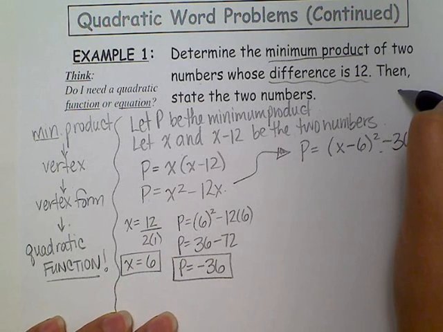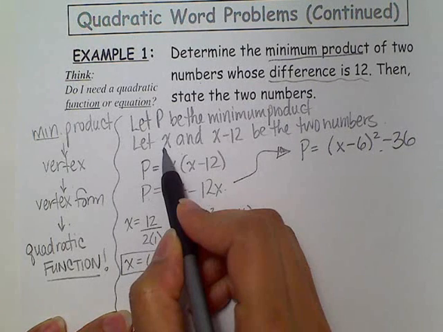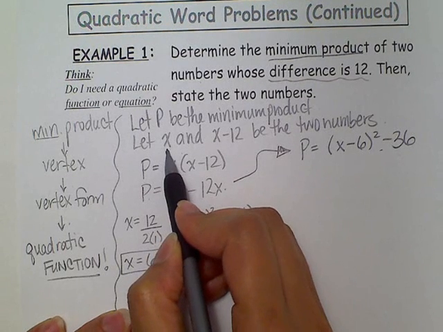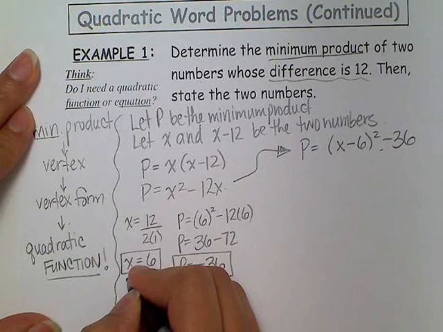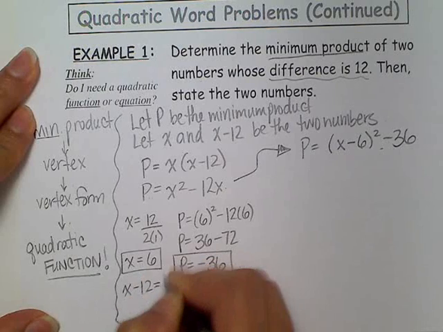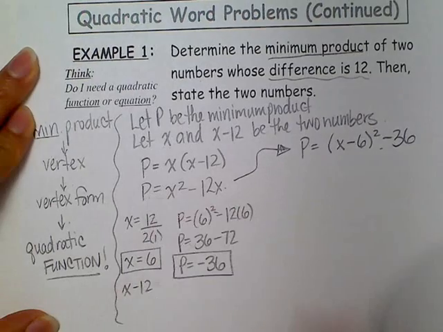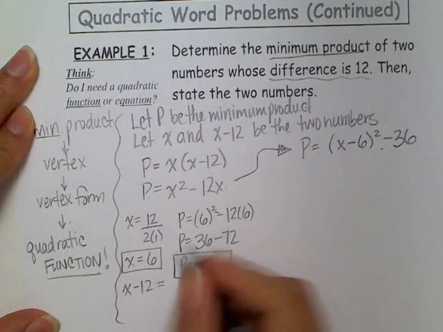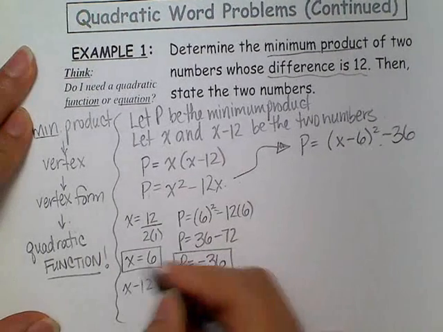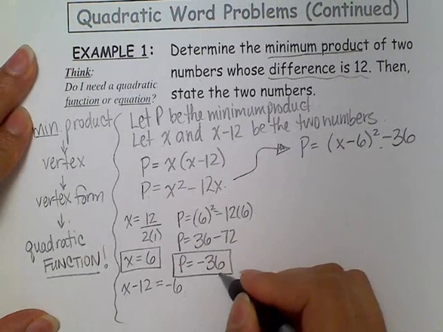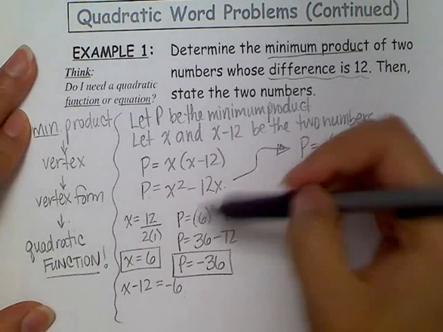The second question then asks me to state the two numbers. Well, the two numbers I can write based on what the formulas are that I use to represent the two numbers. So my first number is x. My second number would be x minus 12. So I can actually solve for the second number by using the value of x that I have here. And so what I end up getting is x minus 12 equals, so if x is equal to 6, 6 minus 12 gives me negative 6. So my two numbers would be 6 and negative 6, and the minimum product would be negative 36.